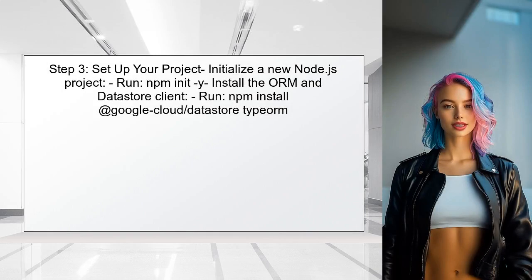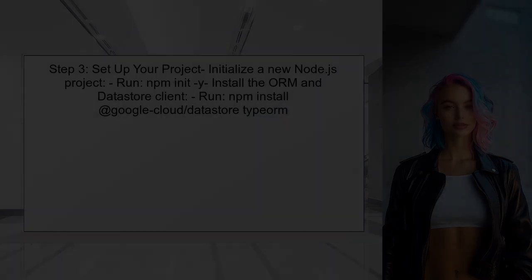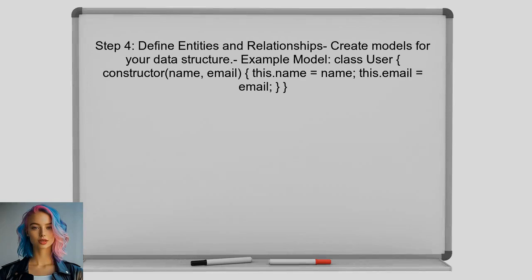After selecting a library, the user should set up their project. This involves initializing a new Node.js project and installing the chosen ORM along with the Datastore client library. Now, the user can define their entities and relationships. This step involves creating models that represent the data structure in Datastore, which can help manage references and versioning effectively.